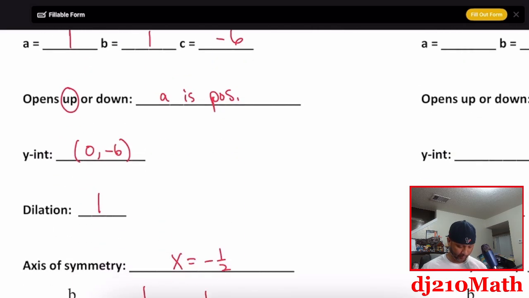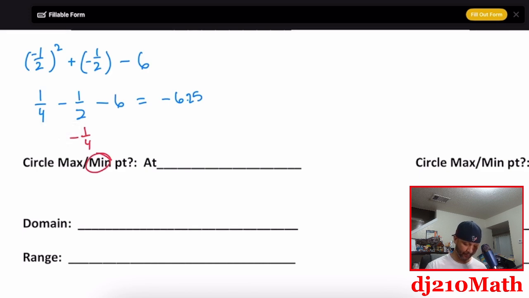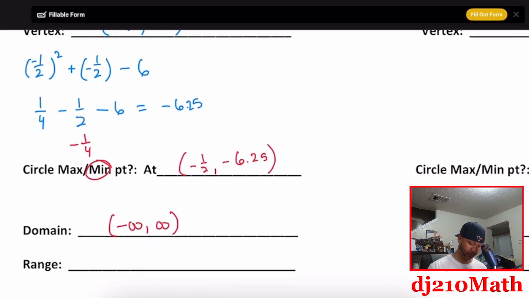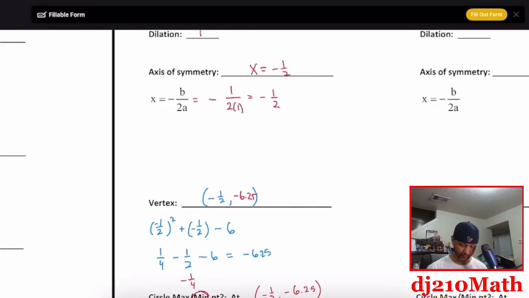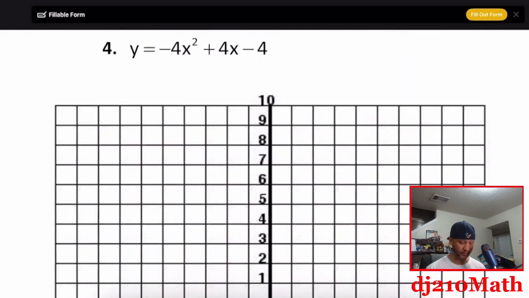Okay. So this is going to have a minimum value at 1/2, negative 6.25. The domain, all real numbers, and the range, negative 6.25 towards infinity. Okay. Let's look at the last one for this section.